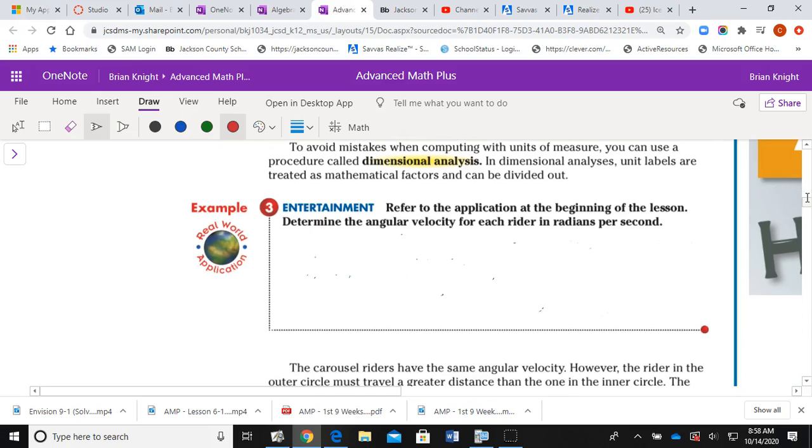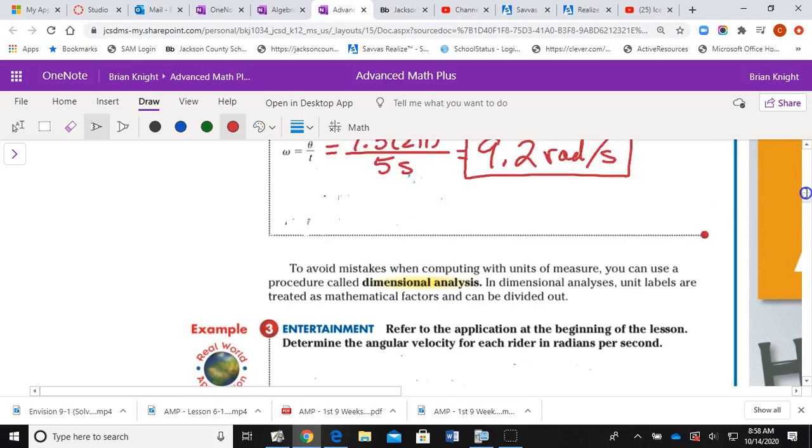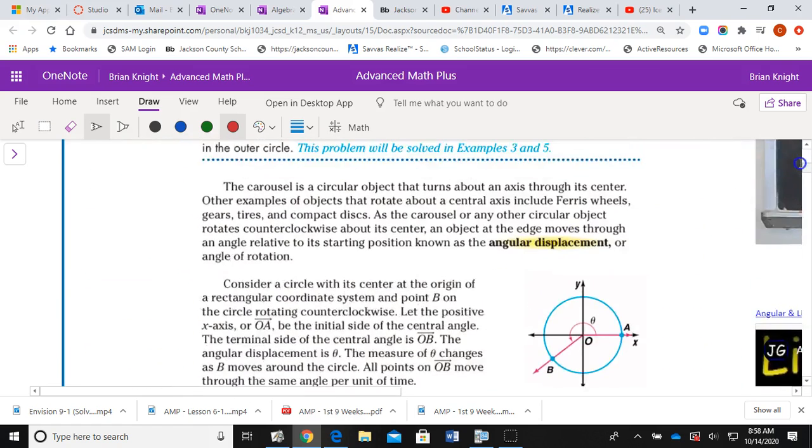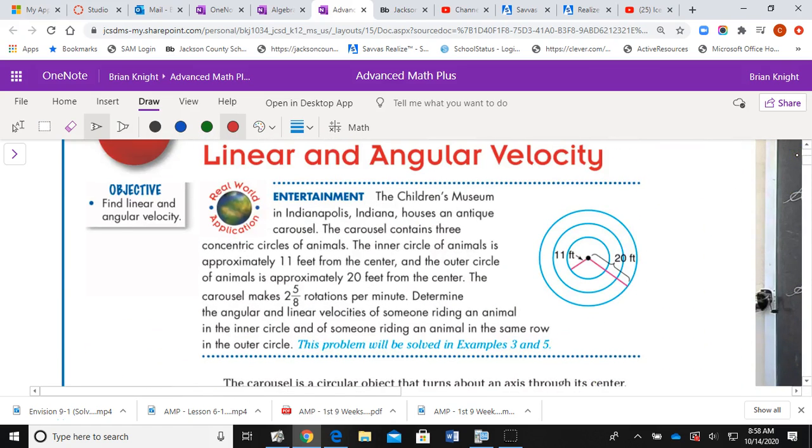Example 3 says, refer to the application at the beginning of the lesson. Determine the angular velocity for each rider in radians per second. Now, I'm going to scroll back up here, okay? Here's that example 1 again. Y'all listen. We already said the linear velocity, the guy on the outside is going faster than the guy on the inside, right? What about the angular velocity of them? They are the same, okay?